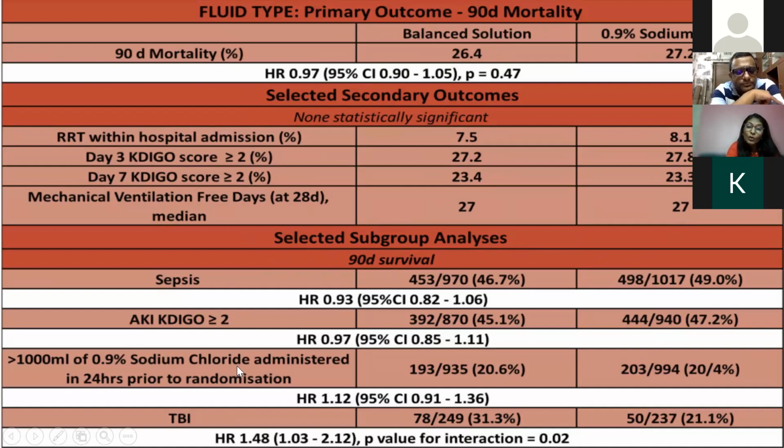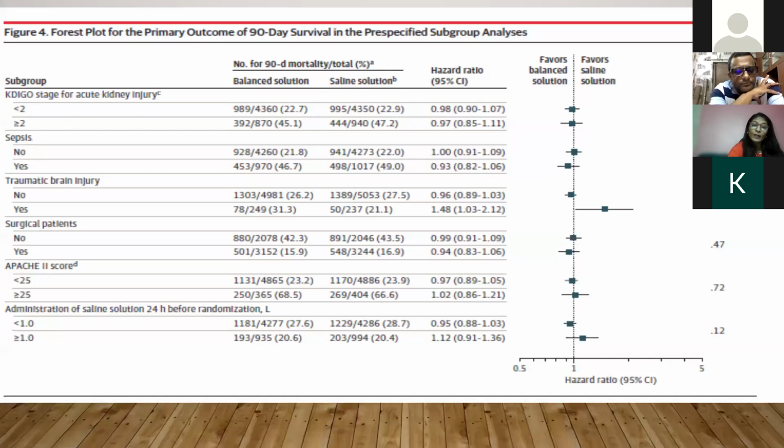The significant outcome of this was that in traumatic brain injury, the patients who received balanced salt solutions showed a mortality of 78 out of 249, that is 31.3%, compared to 21.1% in the normal saline group, with a p-value of 0.02. This is the forest plot, which shows a difference only in traumatic brain injury.